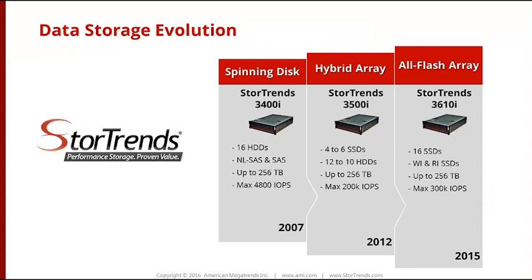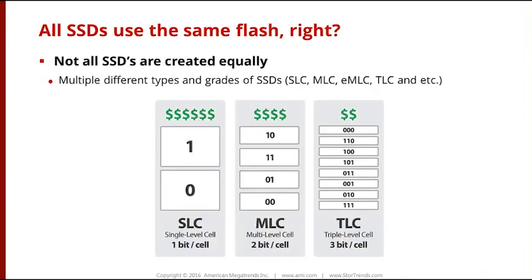And then all-flash arrays. In 2015, you started to see all-flash arrays hopping around in the market. This is a tier of all SSDs, all-flash within the box. And this is our roadmap, StorTrends. In 2007, we were shipping the 3400. In 2012, we were shipping our 3500 hybrid array, and then the 3610 came out in 2015. So just really quickly, I want to level set on the storage evolution, how these products came out, when they were in the market, and how they were introduced to the end customers.